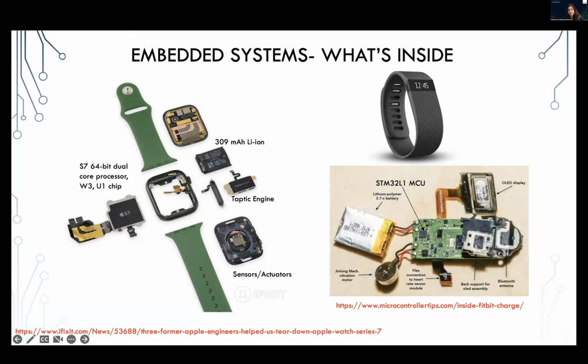And the right side figure is another example. This is a less sophisticated smartwatch. This is actually a fitness tracker, Fitbit Charge. It has a microcontroller as the main controller. That's the STM32L1 microcontroller, and a battery, a display, and other sensors and actuators. Actually, note that this microcontroller STM32L means this is an ultra low power microcontroller.